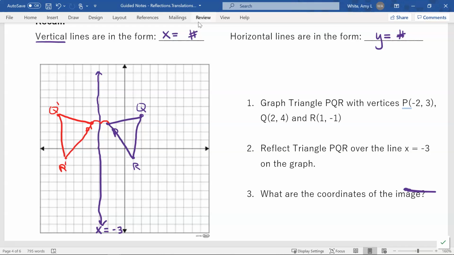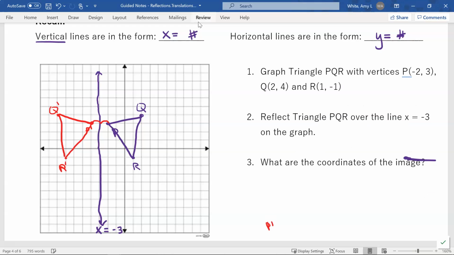I can also then record the points for P prime, Q prime, and R prime. If I want to record those coordinates, P prime is going to be 1, 2, 3, 4, up 3, so it would be -4, 3. R prime is -7, -1. And then Q prime is up 4 and over 8, so -8, +4.